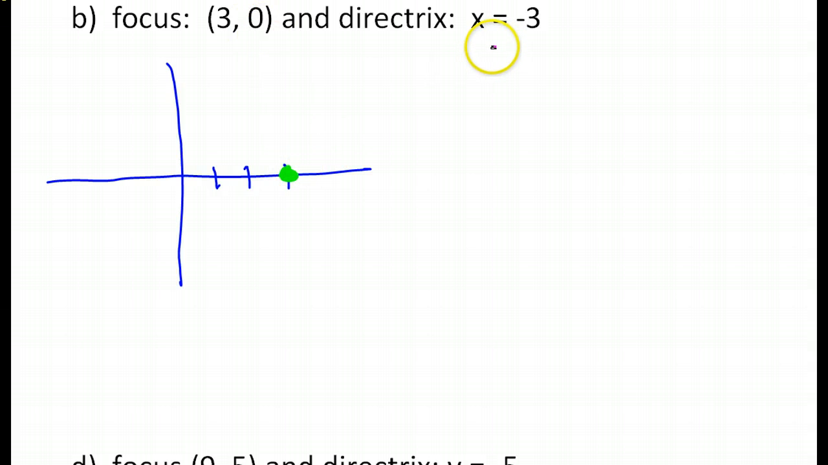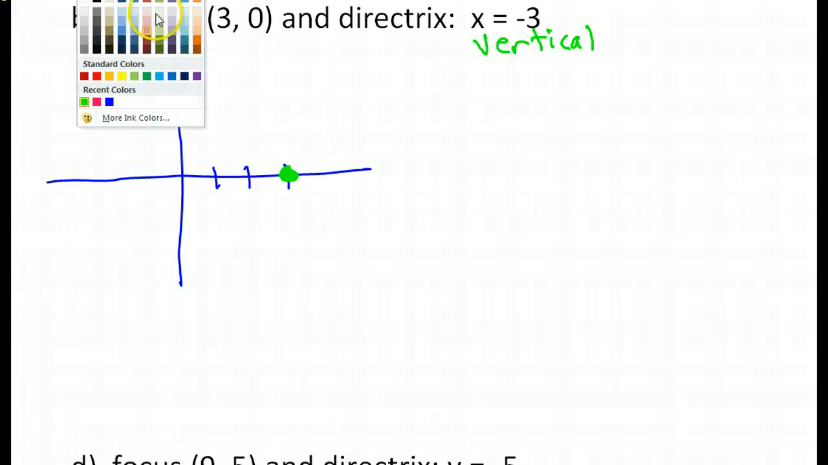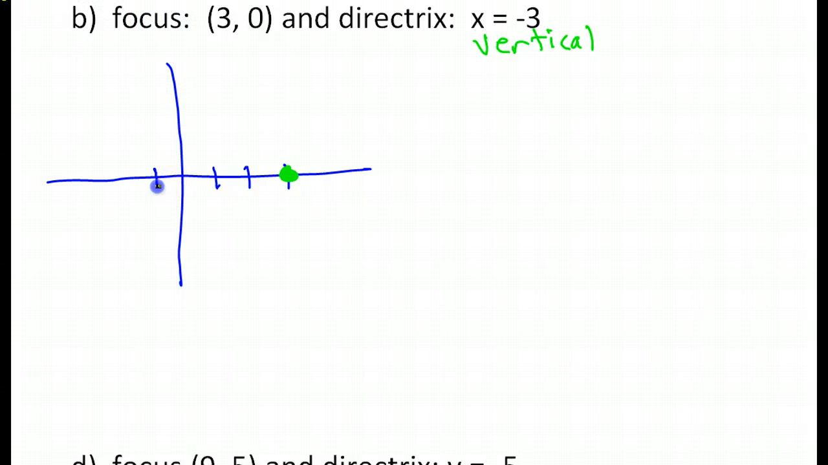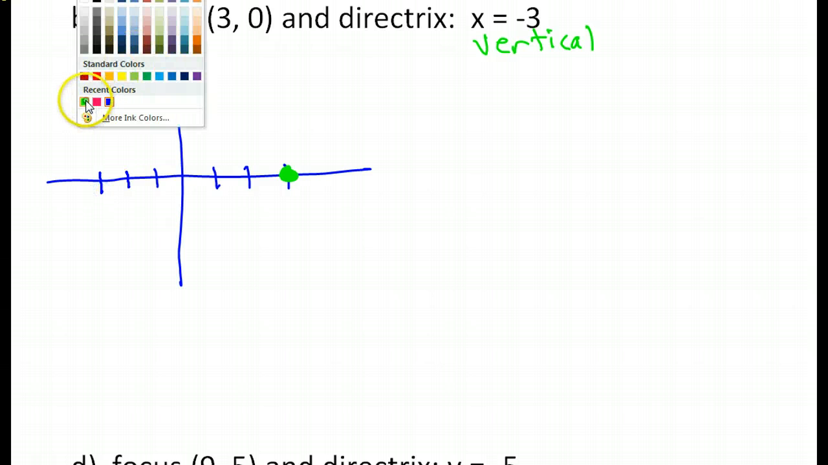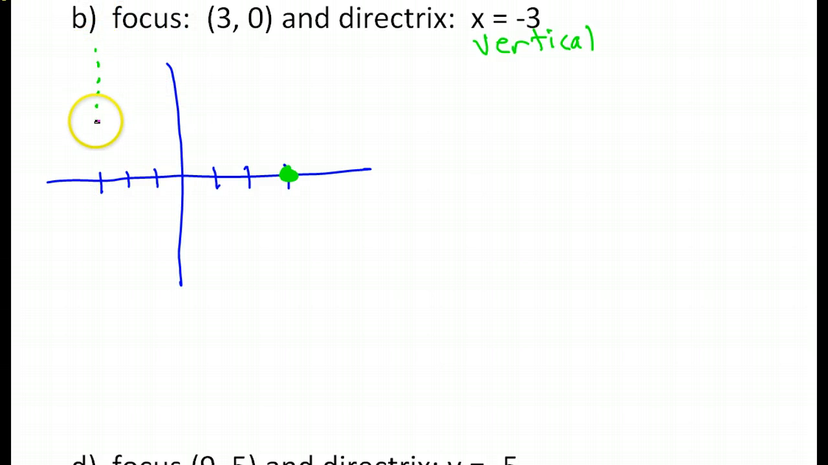Okay, the directrix is at x equals negative 3. Alright, that is a vertical line. So let's put it where it goes. Negative 1, negative 2, and negative 3. Vertical line.